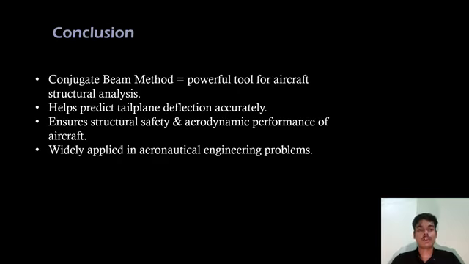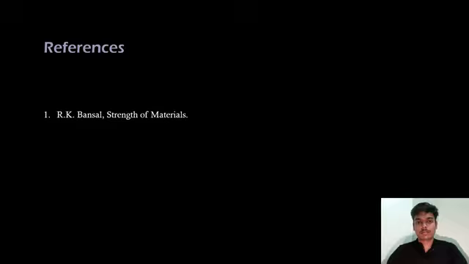The conjugate beam method is a powerful tool for aircraft structural analysis. It helps to predict tailplane deflection accurately. It ensures structural safety and aerodynamic performance of the aircraft, and it is widely applied in aeronautical engineering problems.